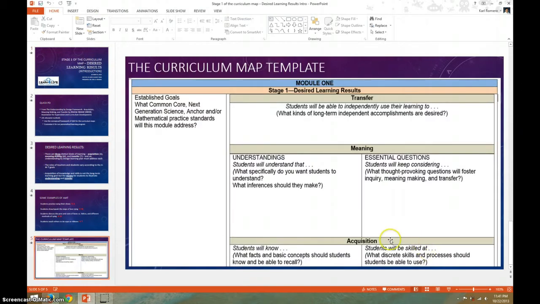Okay. Finally, acquisition. Students will know what facts or basic concepts should students know and be able to recall. Here, if you want to include vocabulary, like math vocabulary, this is the right place to put them. And finally, students will be skilled at, and what discrete skills and processes should students be able to use. And here are the math skills that you may want to focus on.